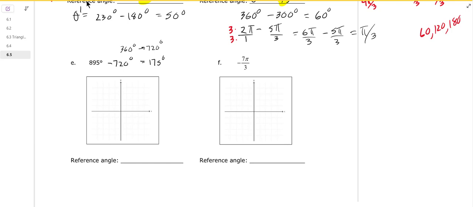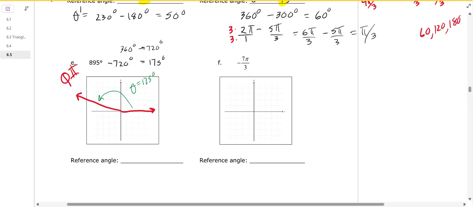I'm not going to even bother drawing the original angle. I'm just going to draw 175 degrees. So 175 degrees would put you in quadrant 2. This one's easy enough to do in your head. So you're over here somewhere. And again, that is actually your coterminal angle, 175 degrees.